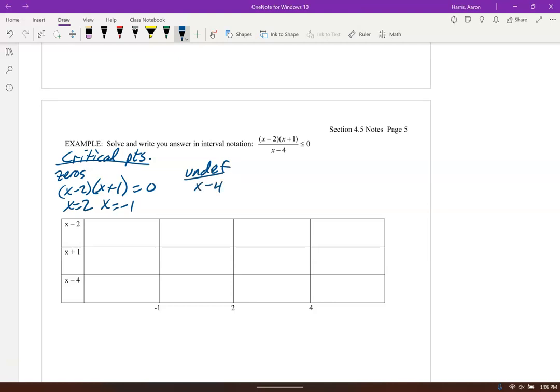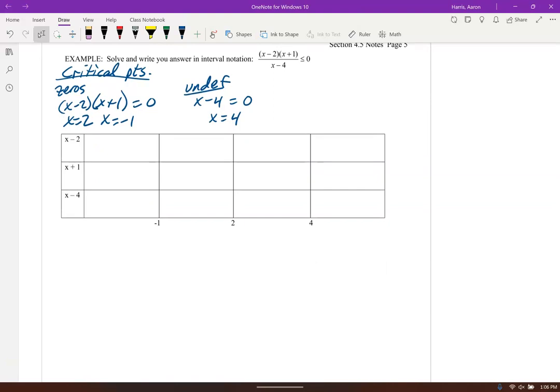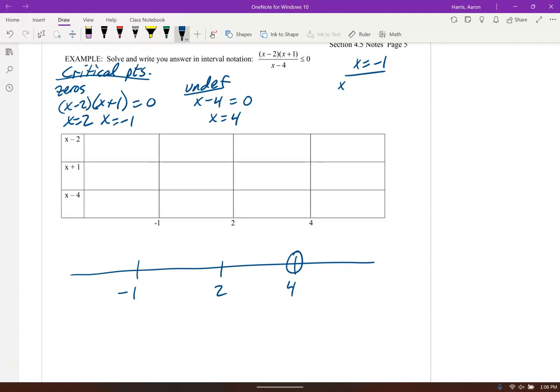If this was y equaling this function, I'd have that vertical asymptote at 4, right? So these are all my critical points, 2, -1, and 4. So -1, 2, and 4. Now, 4 is undefined. So I know when I test it, it makes the whole thing undefined. So there's no way I can include the 4, right? And then the 2 and the -1, I could throw those in, right? I could test like -1. Let me throw that in.